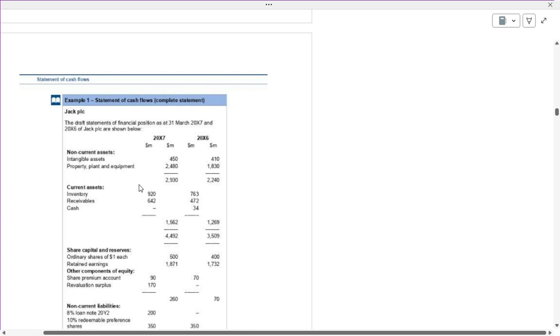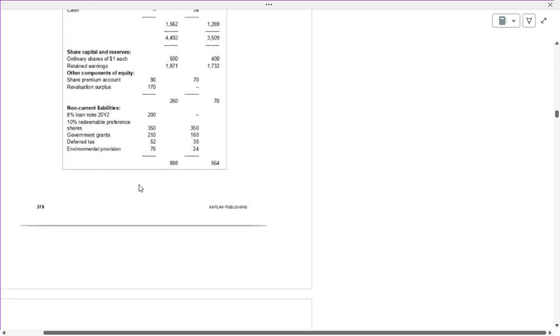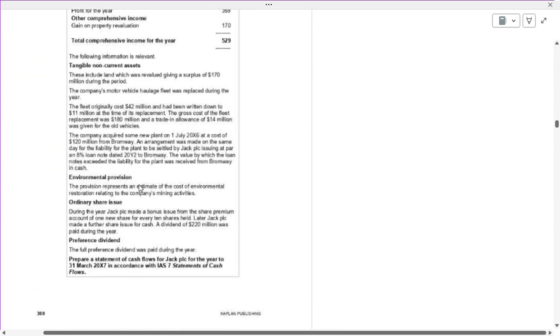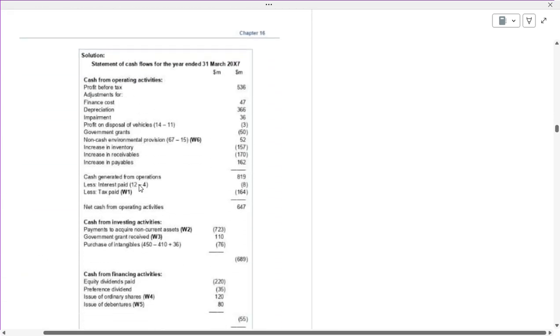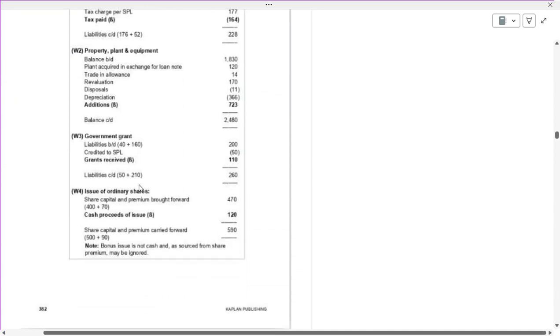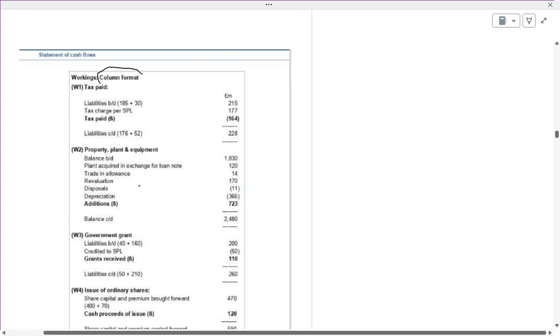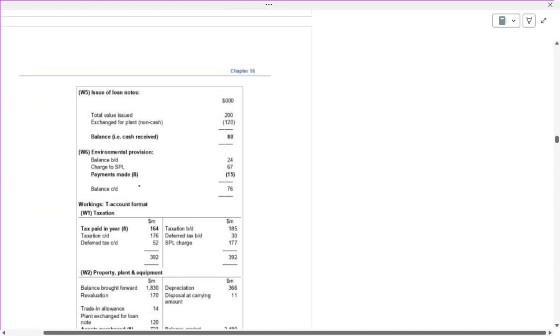They have given this as an example. In the example, they have mentioned so many things. Apart from that, they have done this in two ways: in a column format, and in a T format. Any one method we have to follow.